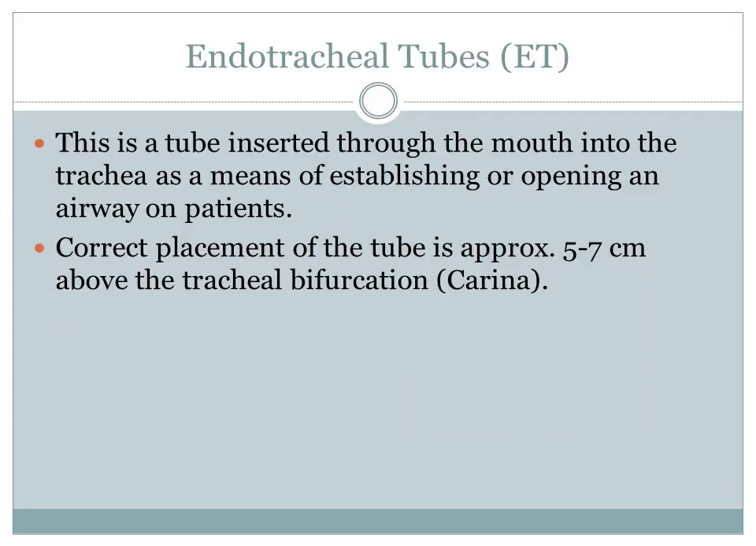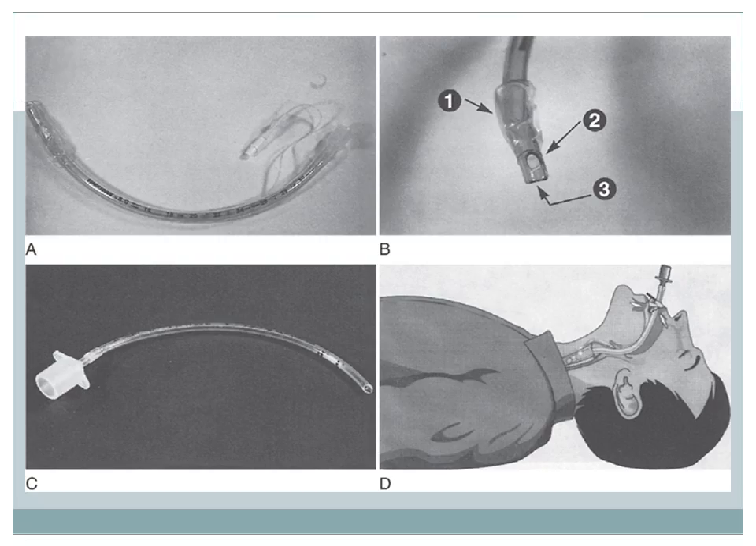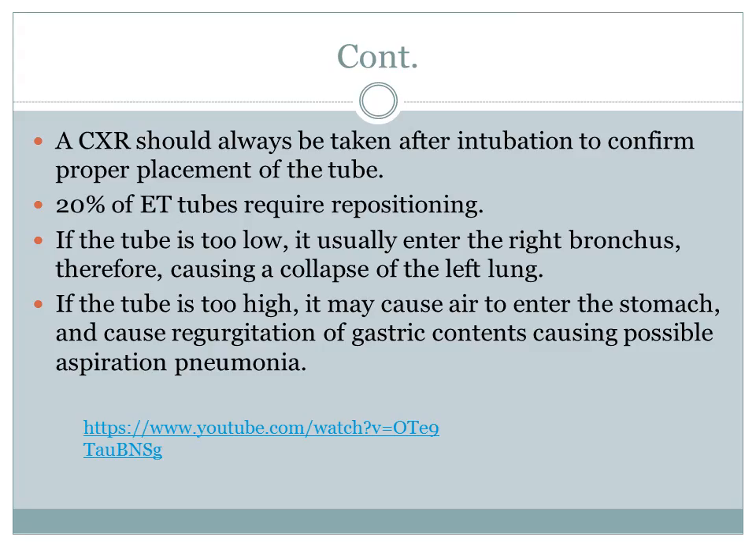Endotracheal tubes, or ET tubes. This is a tube inserted through the mouth into the trachea as a means of establishing or opening an airway on patients. Correct placement of the tube is approximately 5 to 7 centimeters above the tracheal bifurcation, also known as the carina. These are examples of ET tubes. A chest x-ray should always be taken after intubation to confirm proper placement of the tube. 20% of ET tubes require repositioning.